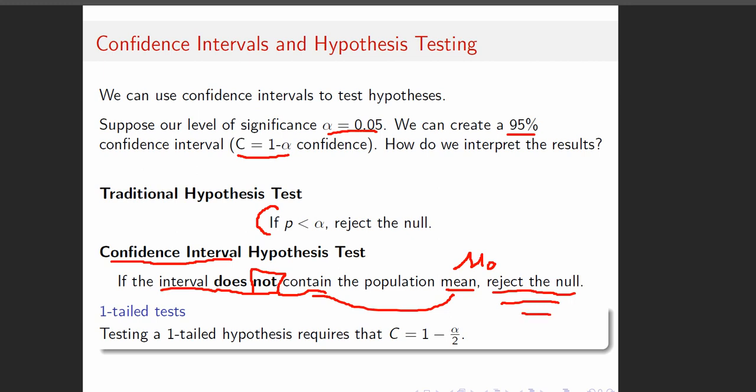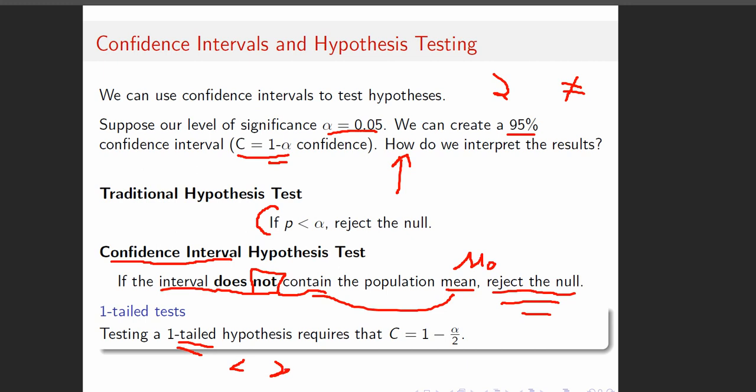I also want to mention this if we have a one-tailed hypothesis. This works for two-tailed hypotheses, where the confidence is 1 minus alpha. Again, this is for two-tailed hypotheses, which is a not equal to. But our one-tailed hypotheses are less than and greater than.